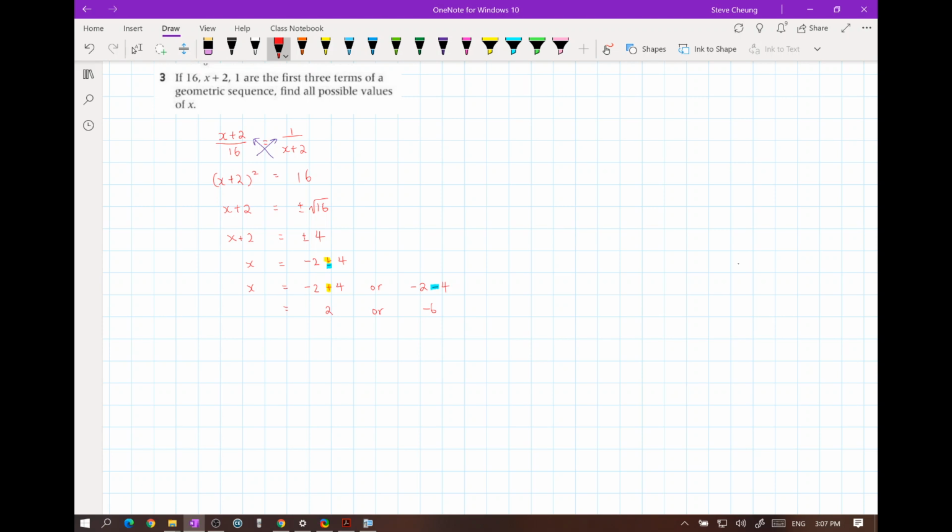What I mean is actually plug x back into the sequence. So if x is 2, then this will be 4 and 1. And as you can tell, this is a common ratio of 1/4. And if I were to plug in x equals -6, I will have 16 and -4 and +1. So this second sequence is by multiplying by -1/4. So that in turn is also a possible geometric sequence. So we're good.